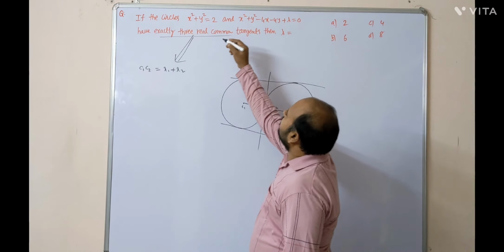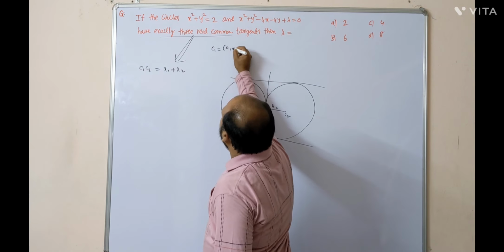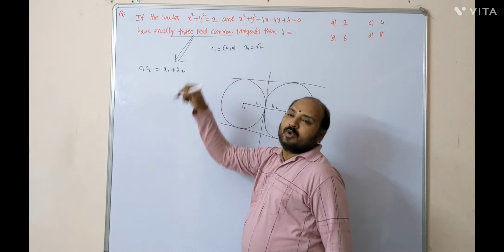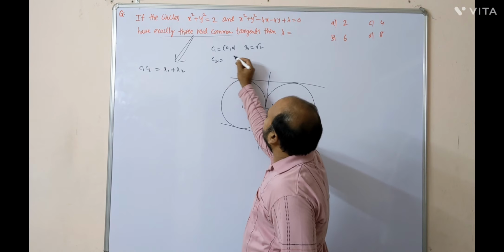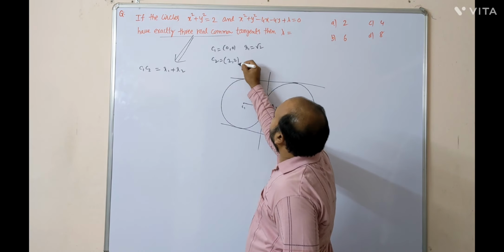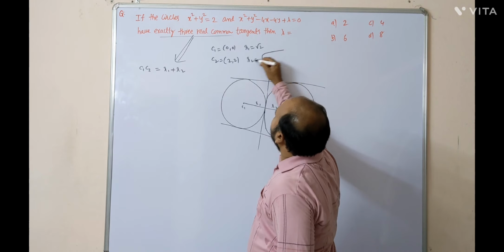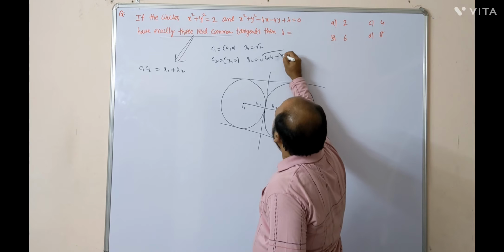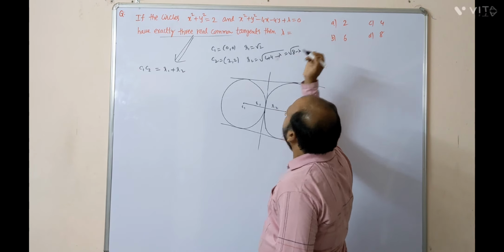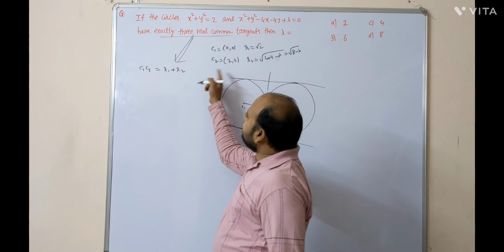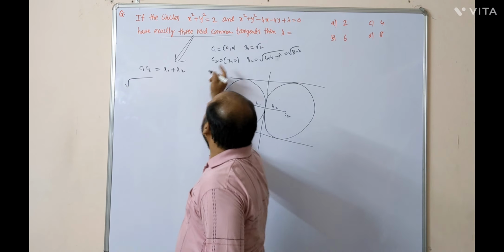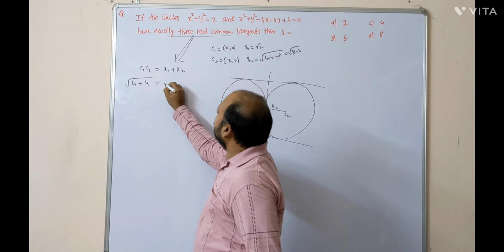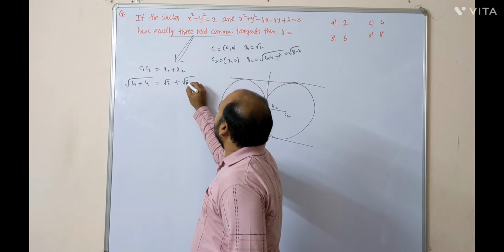From the first circle, C1 is the center 0, 0, and radius R1 is equal to root 2. From the second circle, C2 is the center 2, 2, and R2 is the square root of 2 square plus 2 square minus c, so 8 minus lambda will come. So R2 is equal to root of 8 minus lambda. After that, C1 C2, the distance between them, is root of (0 minus 2) whole square plus (0 minus 2) whole square. R1 value root 2. R2 value root of 8 minus lambda.